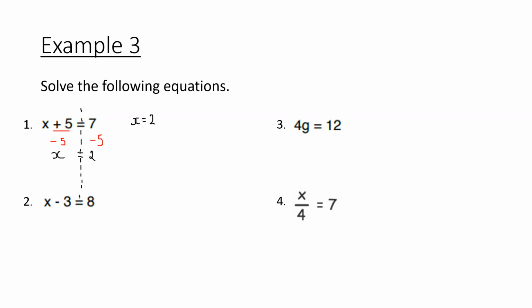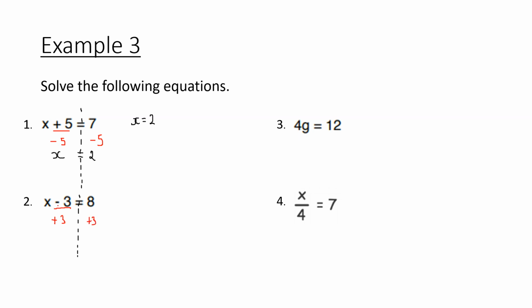So x minus 3 equals 8. So first thing we have to do is have a look. At the moment, we've got the minus 3 attached to the x, so we have to get rid of that minus 3 first. So the opposite of minus 3 is plus 3. So remember, whatever you do to one side, you have to do to the other.